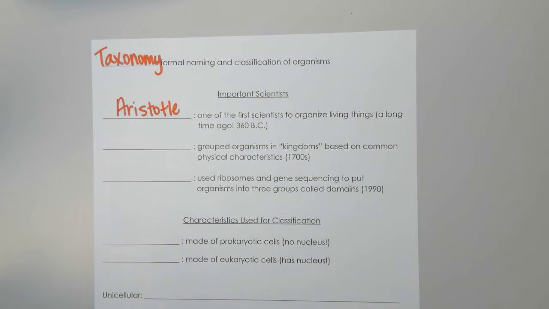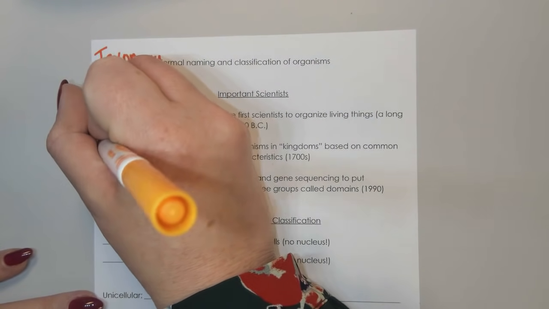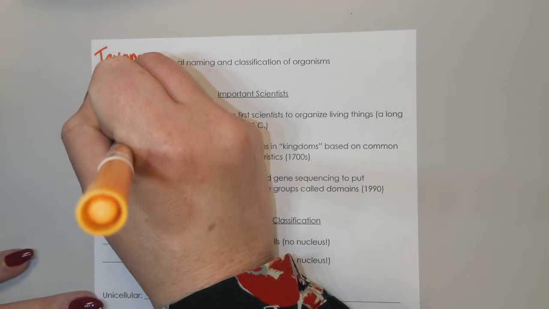And so that is where we started realizing that we could organize or categorize living things into different groups based on their similarities. A lot of time passed, right? And then we had someone who is pretty much credited with coming up with what we know as modern taxonomy. And his name is Carolus Linnaeus.